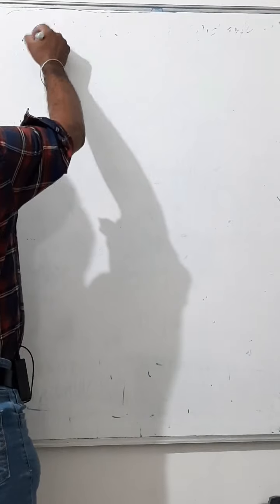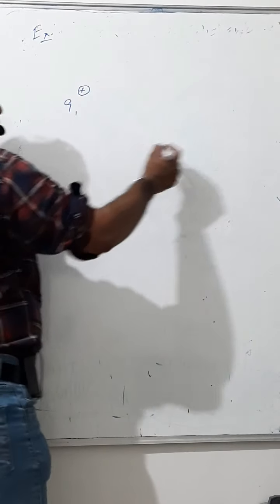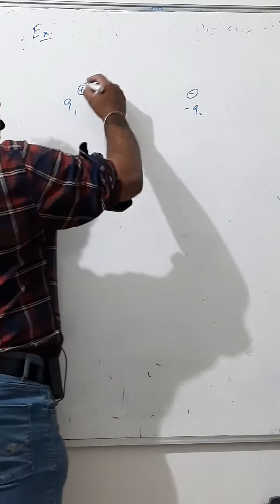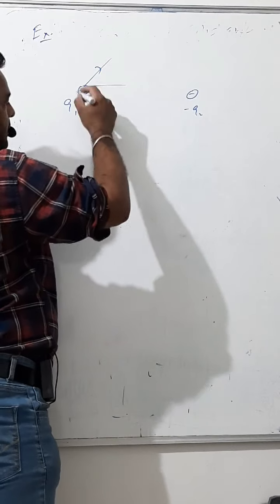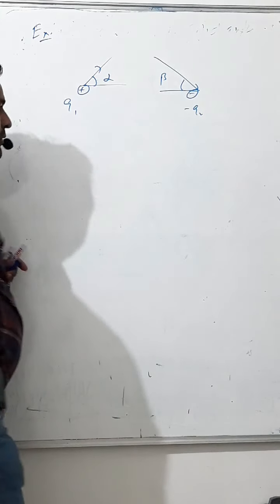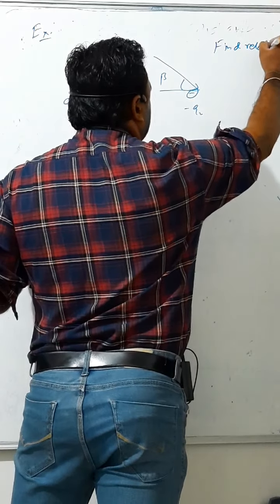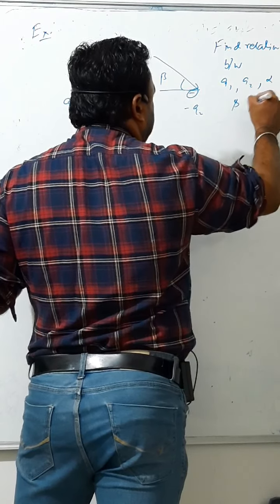Now there is a milestone question on the application of this solid angle. It's a marvelous question. The question is this: there is a charge plus Q1, and there is a charge minus Q2. Lines of force radiate out from this Q1 at angle alpha and terminate at Q2 at angle beta. Find the relation between Q1, Q2, alpha and beta.